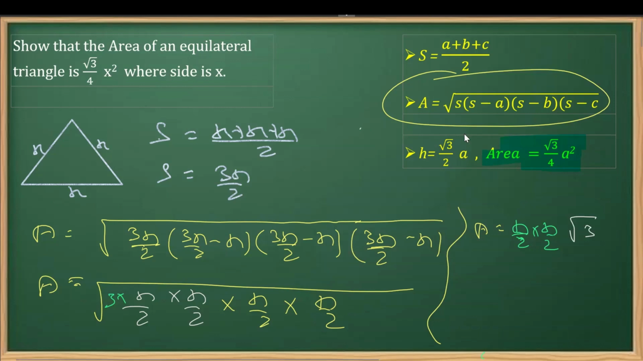Now check what we got here. If I write root 3 first, and this is x square by 4, so 4 I can write below, and then it is x square. This is what we needed to verify in the first part.